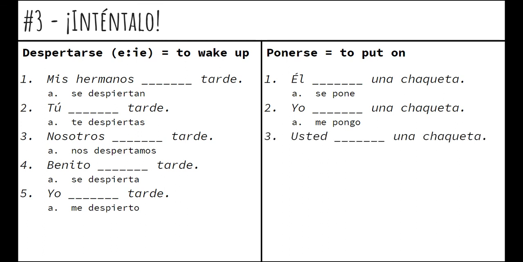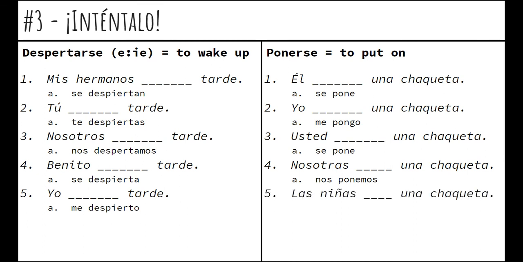Número tres, usted blank una chaqueta. Should have se pone. Número cuatro, nosotras blank una chaqueta. You should have nos ponemos, or nosotras nos ponemos una chaqueta. Y finalmente, las niñas blank una chaqueta: se ponen. El fin.